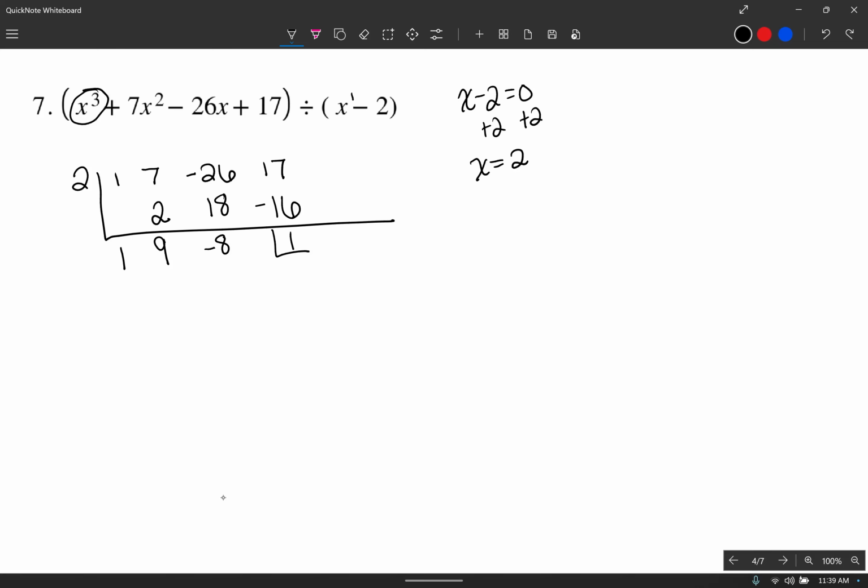Since I started with x to the 3rd and I divided by x to the 1st, my degree of the outcome is x to the 2nd. So 1x to the 2nd plus 9x minus 8, and then plus my remainder, 1 over what I divided by, which is x minus 2.